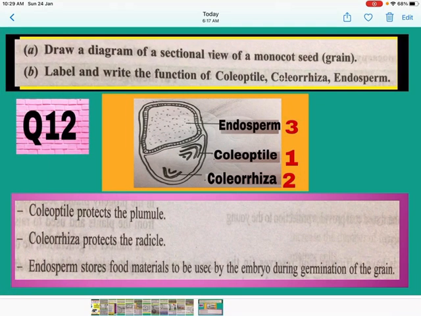Come to the 12th question. Draw a diagram of a sectional view of a monocot seed. You have to draw the diagram of a monocot seed and label these 3 parts with their functions. You have to write the functions of these 3 parts. Now see the diagram. 1 is coleoptile, 2 is coleorhiza and 3 is endosperm. Now see the functions of these. Coleoptile protects the plumule, coleorhiza protects the radicle, and endosperm stores food material to be used by the embryo during germination of the grain. So that's all for today.